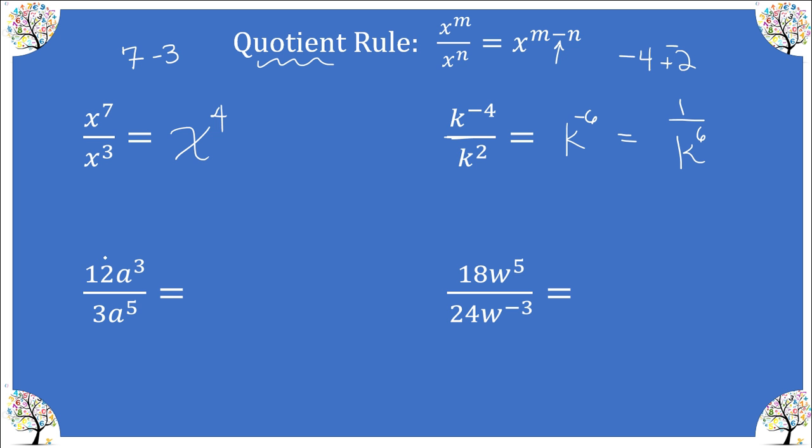On these two, we're going to have some coefficients. So this is 12 divided by 3, which is 4. My base is a, so I just write the a down. And we have 3 minus 5, keep, change, gives us negative 2. Now this negative 2 is only attached to the a. The 4 has its own positive 1 exponent, so it remains in the numerator, and we bring a to the negative 2 to the denominator, making it a positive 2.